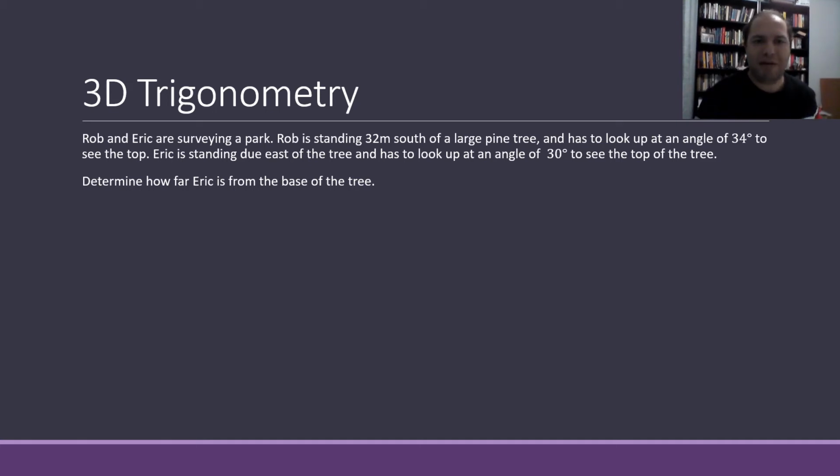Rob and Eric are surveying a park. Rob is standing 32 meters south of a large pine tree and has to look up at an angle of 34 degrees to see the top. Eric is standing due east of the tree and has to look up at an angle of 30 degrees to see the top of the tree. Determine how far Eric is from the base of the tree.